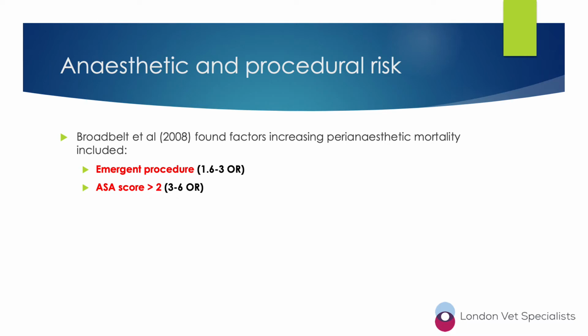And additionally, the ASA score of greater than 2 was associated with between a 3 and 6-fold increase in risk, again depending on whether it was a cat and a dog. And most of these emergency cases that we're going to discuss are going to fit into ASA classifications which are greater than 2.